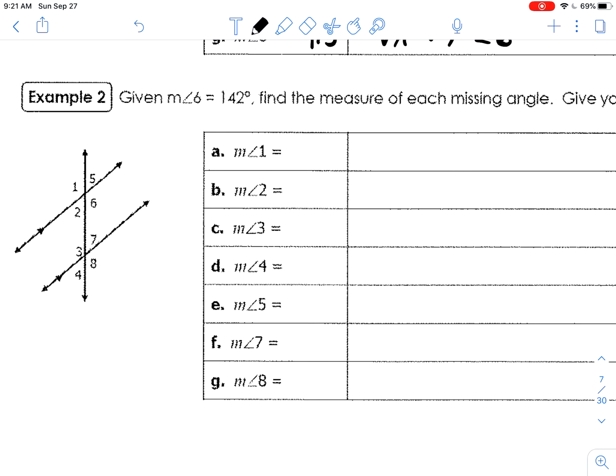All right, in this example, I want you to pause the video and see what you can do, and then unpause the video and check your work. So at this time, pause your video, fill in your chart. Okay, so I hope you paused the video.